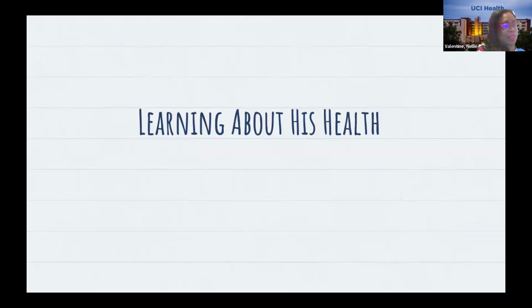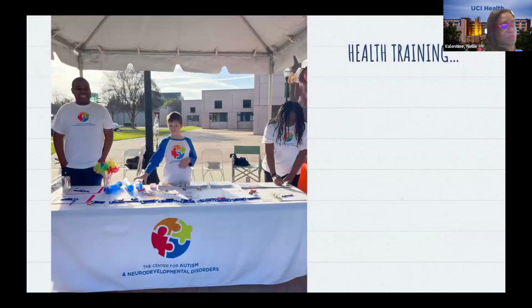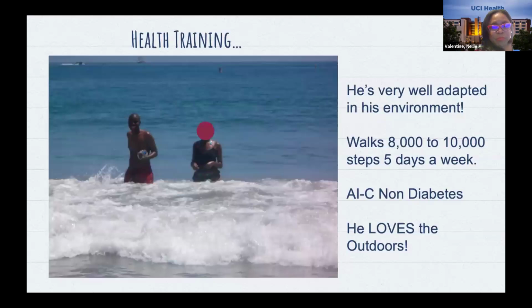And so learning about his health, we're transitioning to, and these are all, if you look at the original slide I showed, and I'll show it a little bit later, all those tools that are important. So learning about his health, we had a health fair, and he went to participate with us and educate people about autism. Next slide, please. He loves to exercise, he enjoys it. He swims and he walks 8,000 to 10,000 steps a day. Our family has a history of diabetes, so I work really hard to make sure he's not at risk.